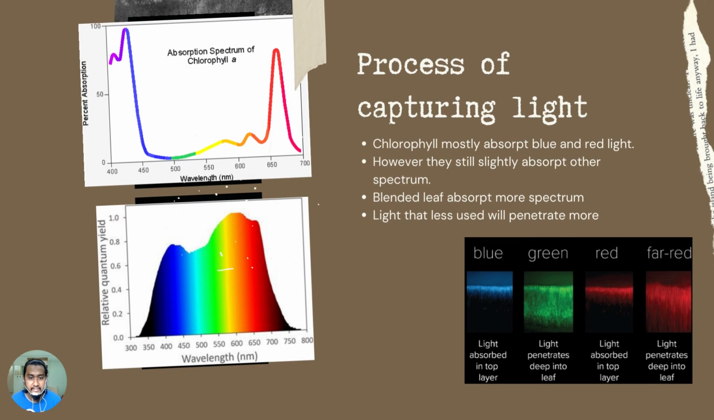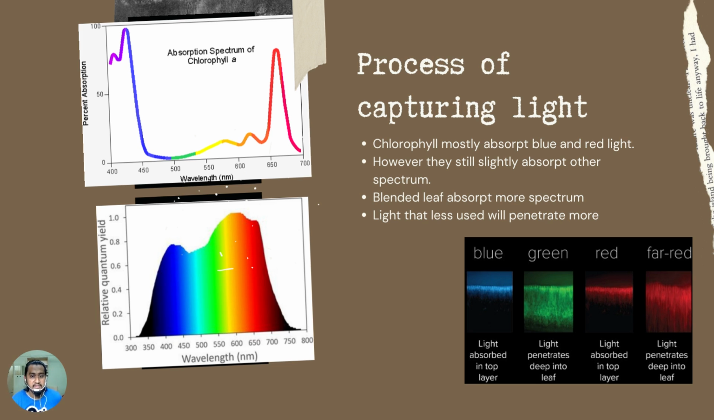A common myth is that plants only capture or absorb red and blue light, and the rest of the colors like green go unused. However, this graph shows the wavelengths of light that chlorophyll absorbs: on the left there's a peak in the blue wavelength, and on the right there's another peak in the red wavelength.